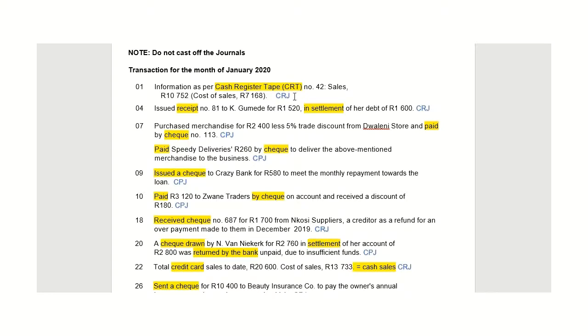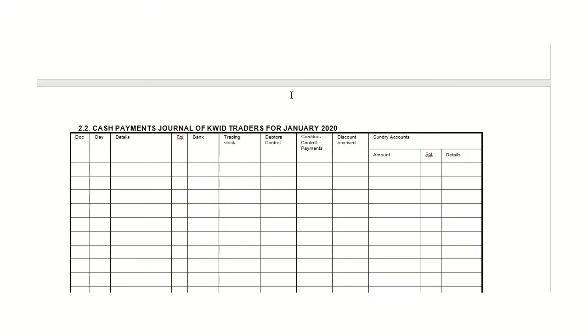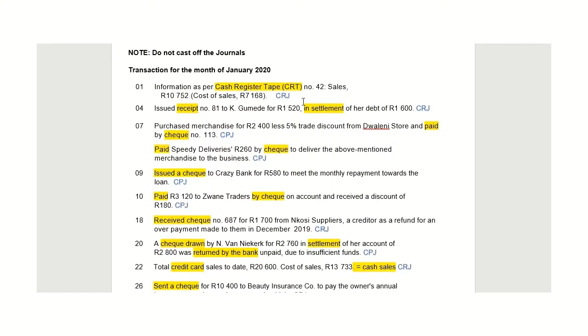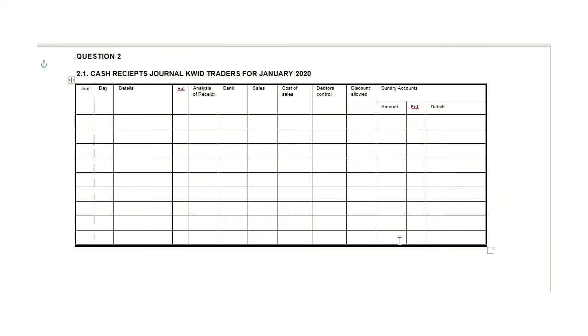The first one I've got was a CRJ. So I'll go to the CRJ, Cash Receipts Journal, and I must start by putting in the document number. The document number, we normally say CRR, but it can also be CRT. It's either cash register roll or cash register tape, doesn't really matter. So in their case, CRT, and it's got a number 42. So we'll put the whole number in. CRT 42.